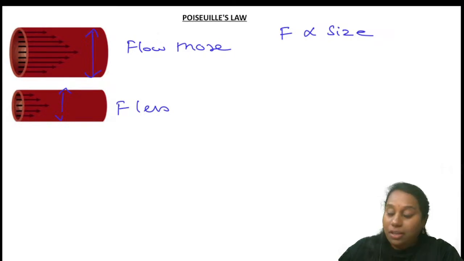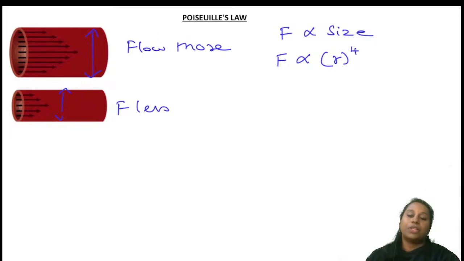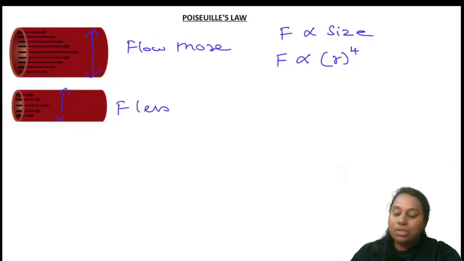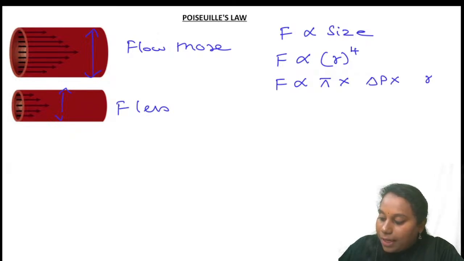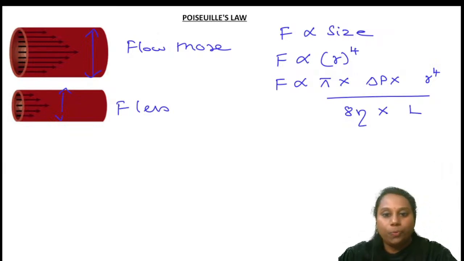Or to be very exact, flow is directly proportional to the fourth power of radius. This is also only a part of Poiseuille's law. The complete Poiseuille's law is: flow is directly proportional to pi into delta P into radius to the power of 4, divided by 8 times viscosity into length of the tube. This is the complete Poiseuille's law.